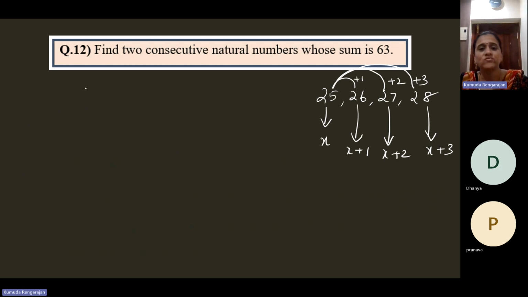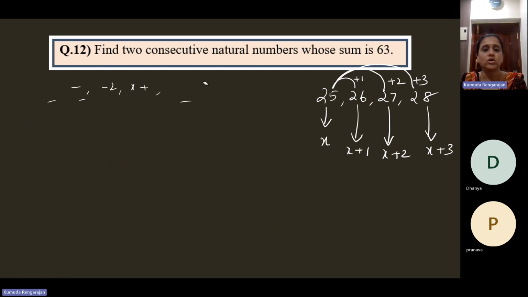So if you want to assume 5 consecutive natural numbers, then you should say, let the numbers be x, x plus 1, x plus 2, x plus 3, x plus 4. If you want to assume 5 consecutive natural numbers, then you must say, let the numbers be x, x plus 1, x plus 2, x plus 3, and x plus 4.